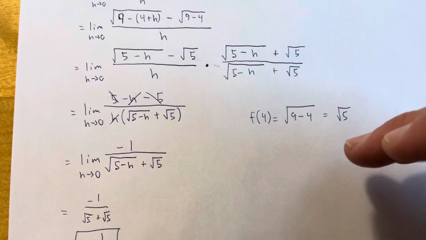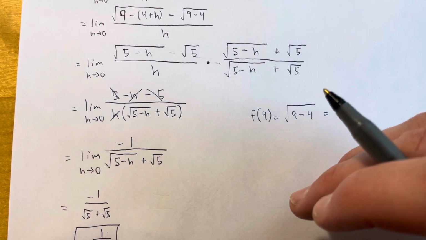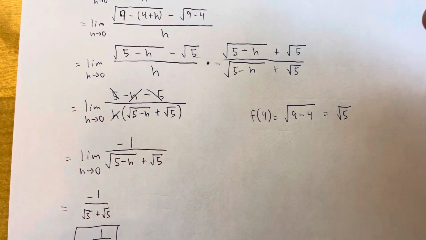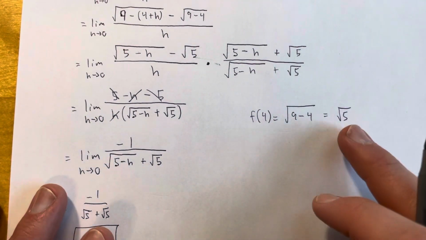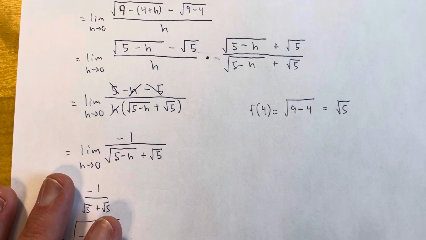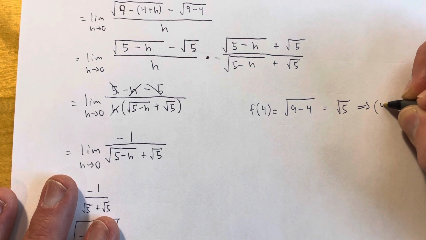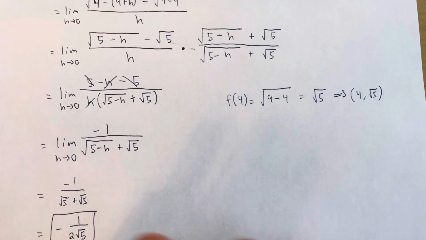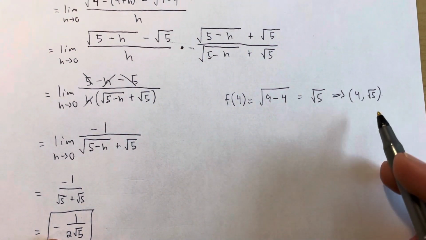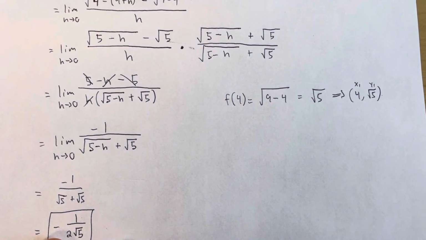The only time I really need you to plug things into a calculator to get decimals is if it's an application problem and we're talking about dollars and cents, right? Because then you would round to the nearest cent. But unless it's something like that, leave it like we're seeing right here. So this means the point 4, root 5 is the shared point between our graph of our function and our tangent line. So this is going to be the x1 and the y1 that we use in point slope form.